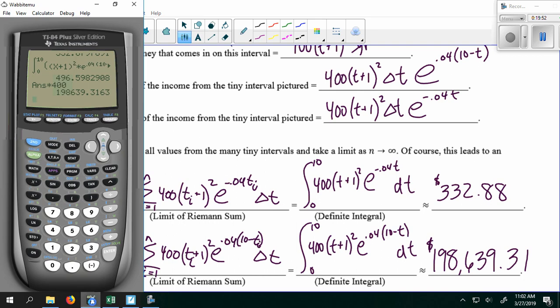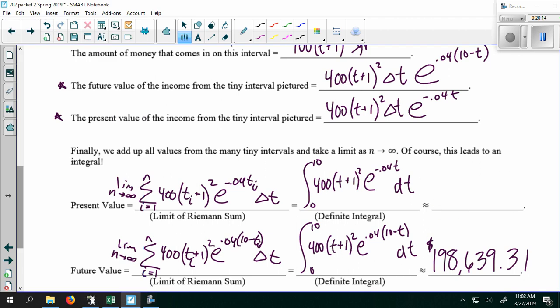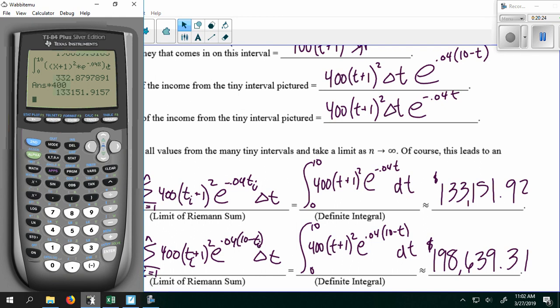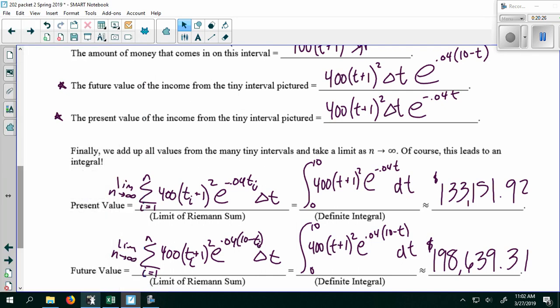Okay, so then let's pull up my previous integral. There we go. So that 332 actually needs to get multiplied by 400. And so 133,151. All right, that makes a lot more sense.